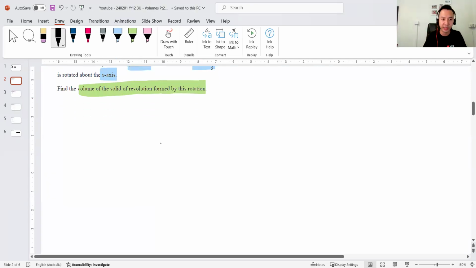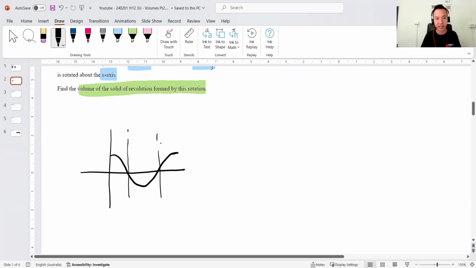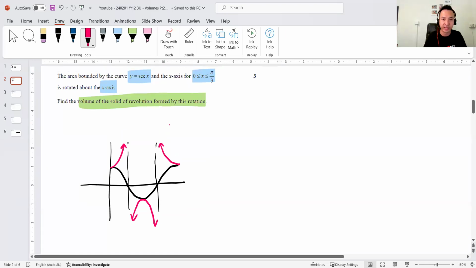So for those that recall, I'll just quickly sketch this. A cos graph sort of looks like that. And then sec, for those that remember, all the x-intercepts form vertical asymptotes, and then the graph sort of looks something like this as it goes on. Now, when you do this graph, the limits that they want me to rotate is between 0 and pi on 3. Where's pi on 3? This is pi on 2 over here. So pi on 3, 60 degrees, must be about there.